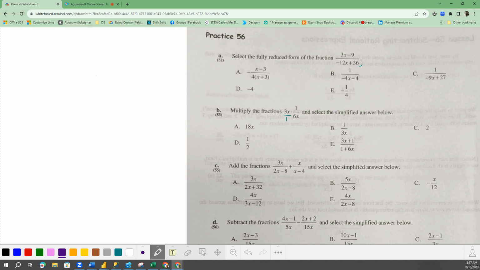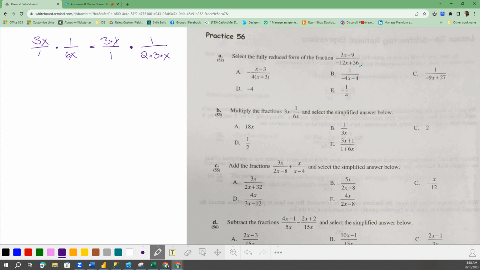Okay. All right, so number two is a multiplication, and we know that 3x does not have a denominator, so you should just write the denominator yourself. You put over 1 times 1 over 6x. When you are multiplying, you need to factor out the numerator and denominator. What do I mean by that? 3x can be factored out as 3 times x, and then 1 is just 1, times 1 over 6 factored out as 2 times 3 times x.